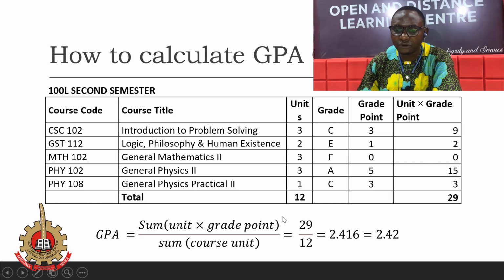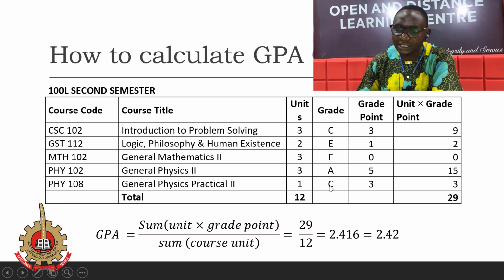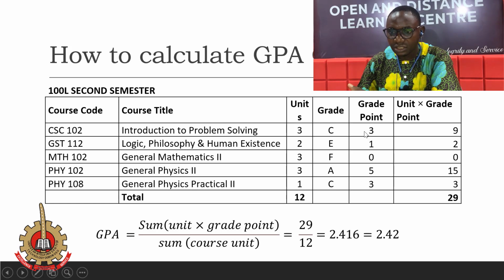Also, let's do the same for second semester 100 level. You have registered for CSE 102, GST 112, MTH 102, Physics 102, and Physics 108. And each of their course units is there. Your grade is out also. You have done the exam. You have C, you have E, you have F, you have A, and all that. Now you allocate a grade point to it. In this case, C is 3, E is 1, F is 0, A is 5, and C is 3.